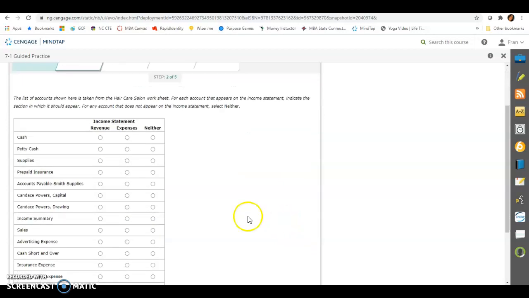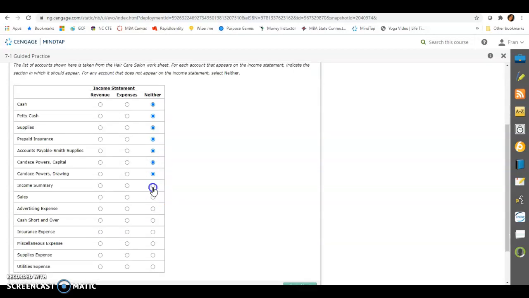In step 2, it wants us to decide whether these items are on the income statement. If they're not, we're going to say neither. If they are, we have to determine whether they're a revenue or an expense. So cash is an asset. That's not on the income statement. Remember, only 2 things are on the income statement: revenue, which is sales, and expenses. Petty cash is an asset. Supplies is an asset. So these are not. Prepaid insurance. Accounts payable is a liability. It's not on the income statement. Candace Powers Capital, that's owner's equity. Drawing is owner's equity. Income statement is not.